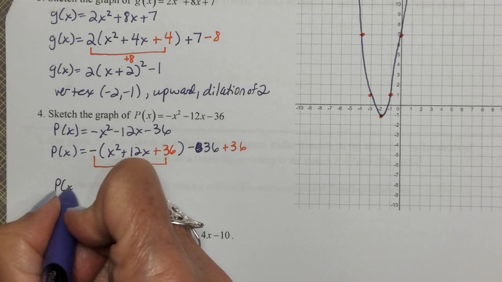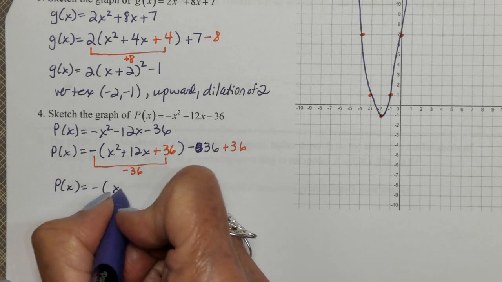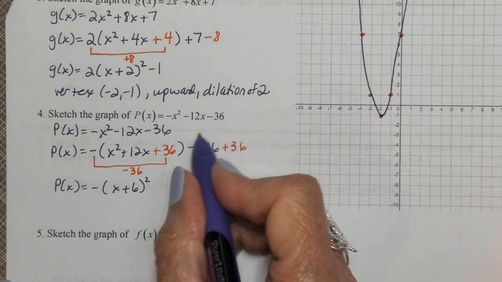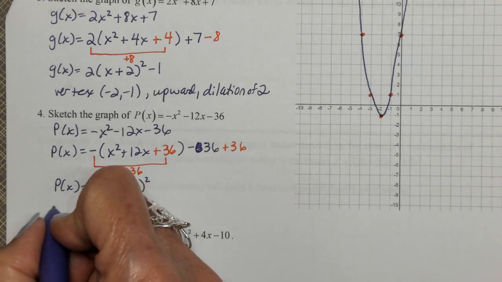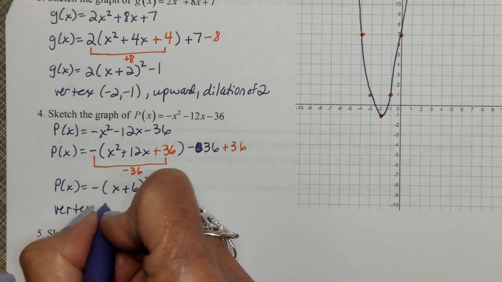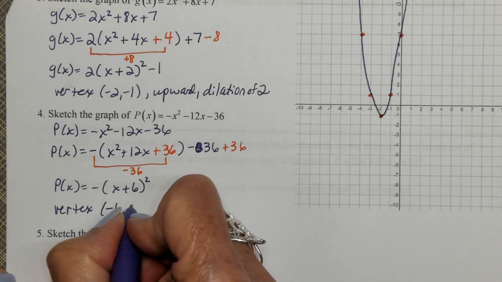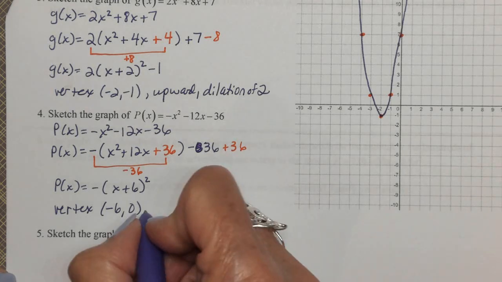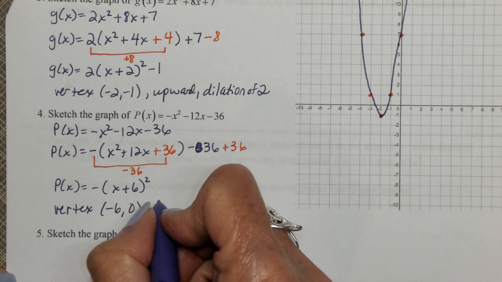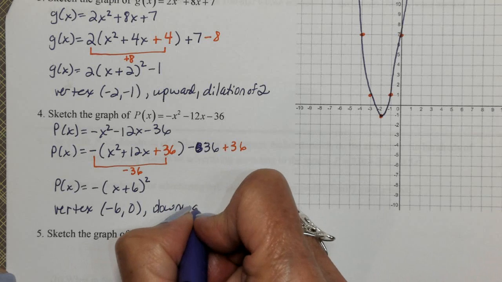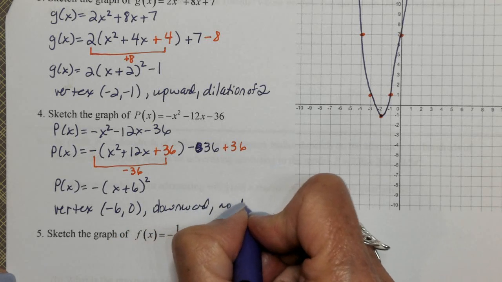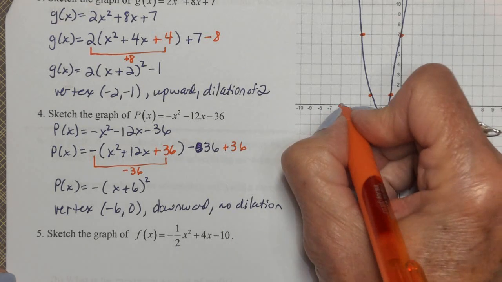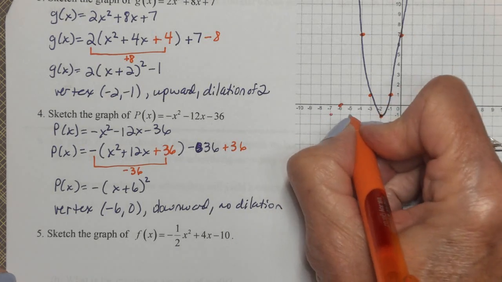So my standard form is -x plus 6 squared, plus 0. That zeroed out. That makes my vertex -6, 0. It's right on the x-axis. This is opening downward. No dilation. So -6, 0. Opening downward, no dilation.